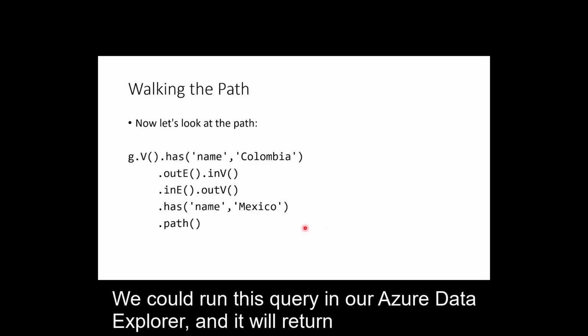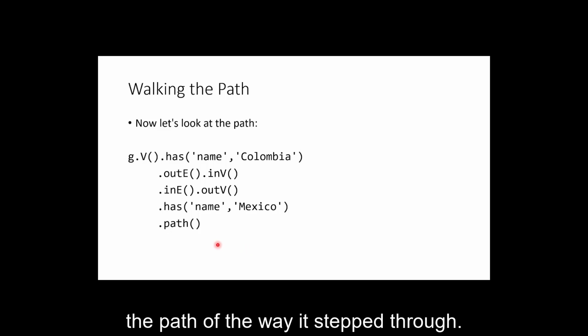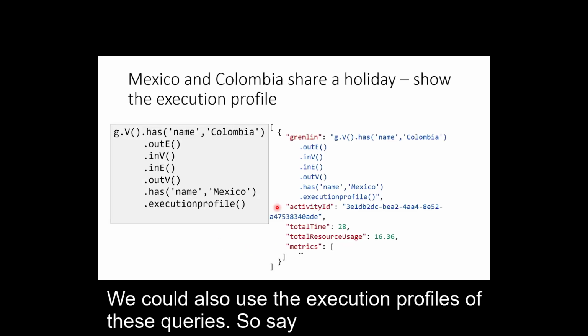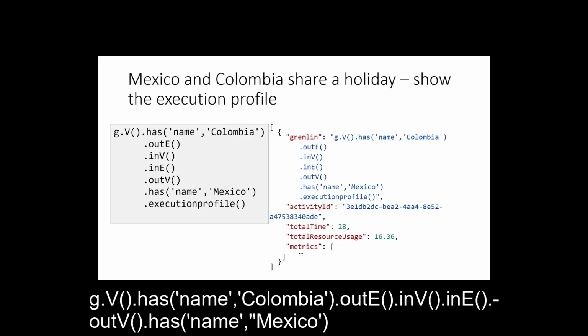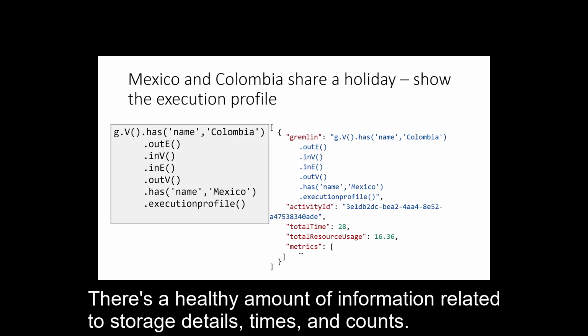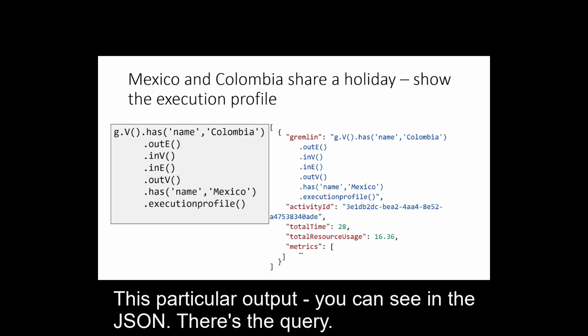We could run this query in our Azure Data Explorer, and it'll return the path of the way it stepped through. We can also look at execution profiles of these queries. So say that I was running g.V().has('name','Colombia').outE().inV().inE().outV().has('name','Mexico'). If I call .executionProfile() off of that, it gives me a JSON with a healthy amount of information related to storage details, times, and counts. This particular output you can see in the JSON.